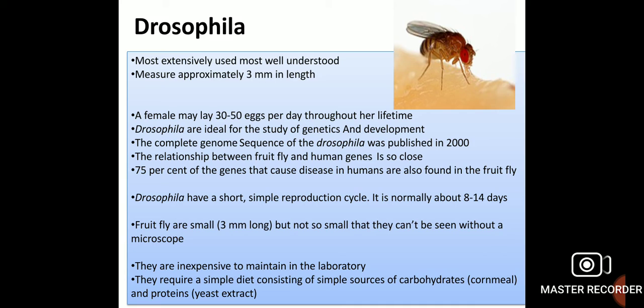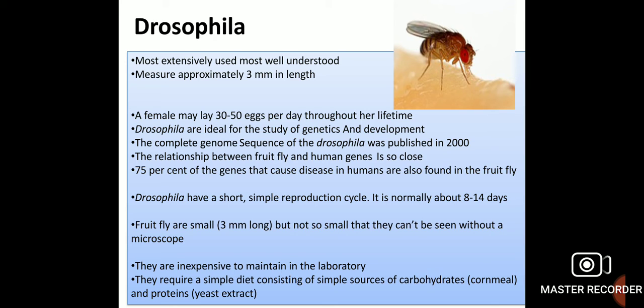Then Drosophila are ideal for studying genetics and development. The complete genome sequence of Drosophila was published in 2000. I will discuss genetics and development in detail. If you want to do genetics and development studies in rats, you need to go for first generation and second generation studies, where you need to wait for the pups to grow bigger and then their second generation will come. It is a lengthy procedure and it requires more animals.